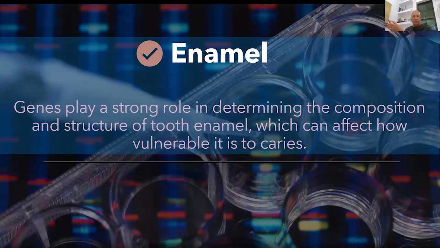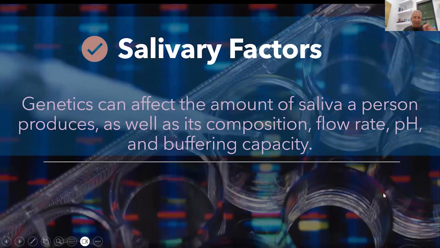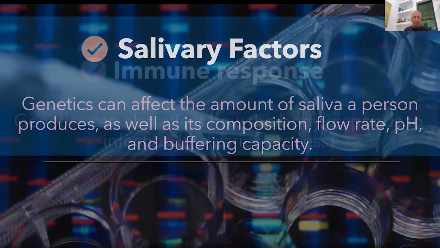Enamel. Genes play a role in determining the composition and the structure of tooth enamel, and this will again show vulnerability to caries. Salivary factors. Now, this may be new to you, but genetics actually has a very distinct role in the amount of saliva a person produces, as well as its composition, thin, natural, ropey, thick, the flow rate, the pH, the buffering capacity, all things you know, but there's a genetic involvement.